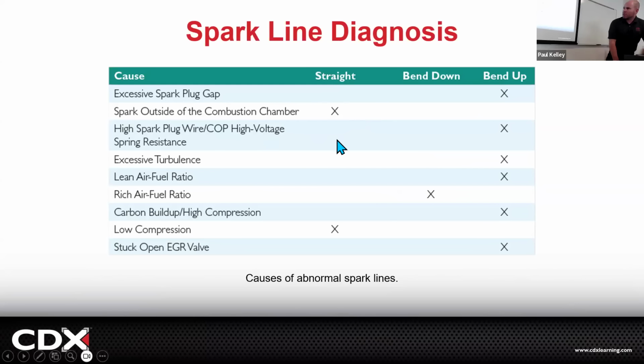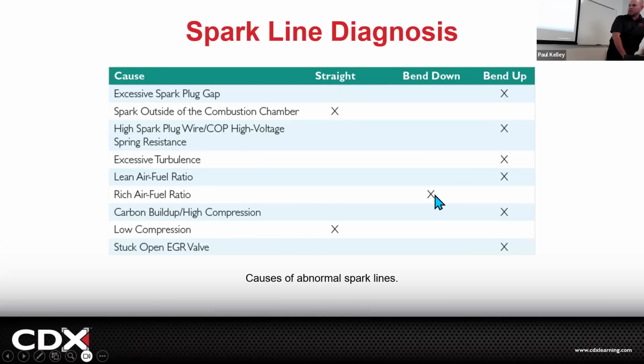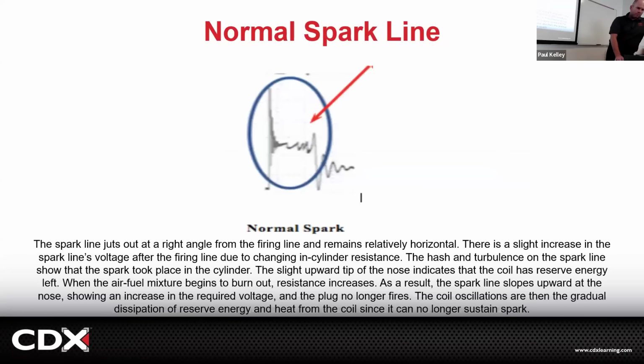Let's say we were to have, for example, low compression. That would be straight. But if we were to have carbon buildup and high compression, that would be bent up. Or if we were to have rich air fuel ratio, that would be bent down. If it were to go down a lot, that would be maybe rich air fuel ratio, right? So the spark lines can tell you a whole lot of stuff.